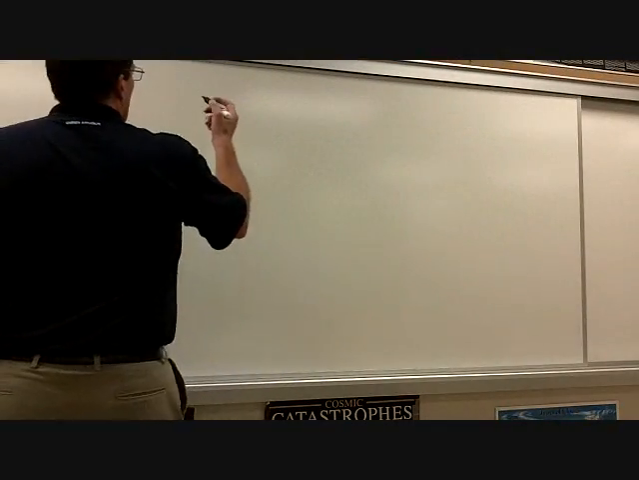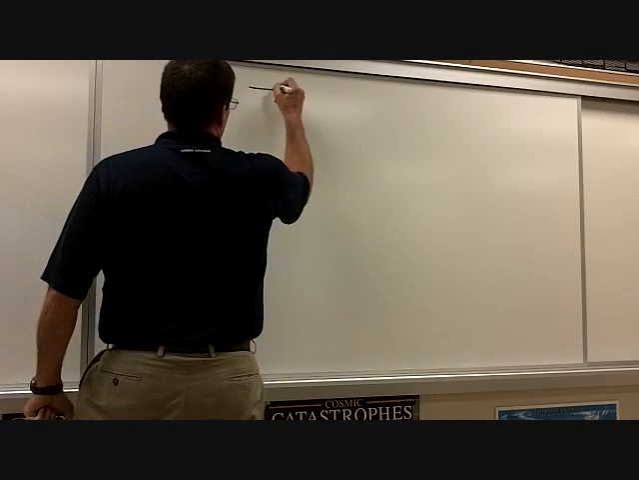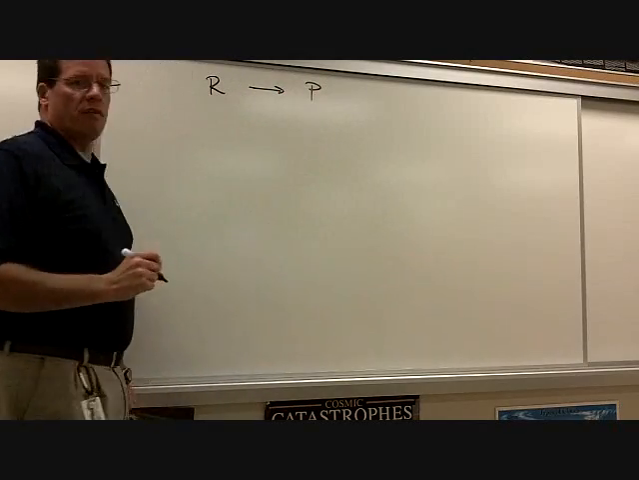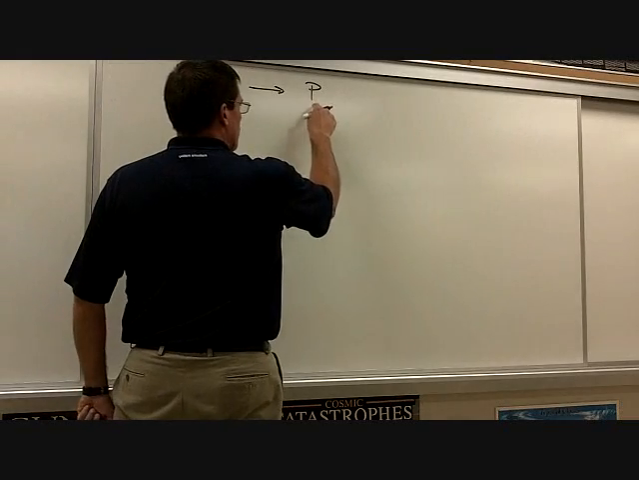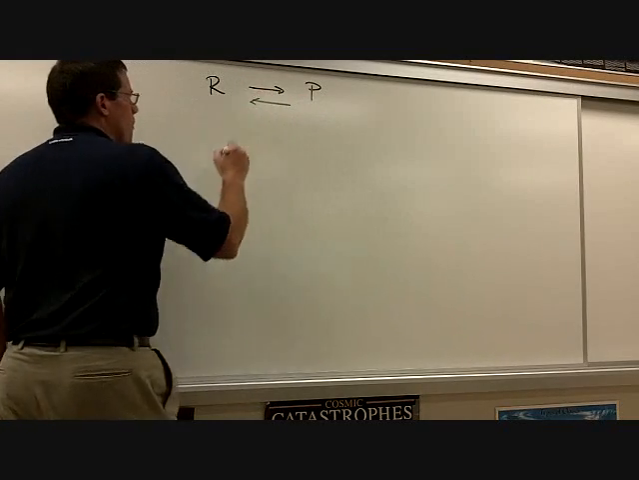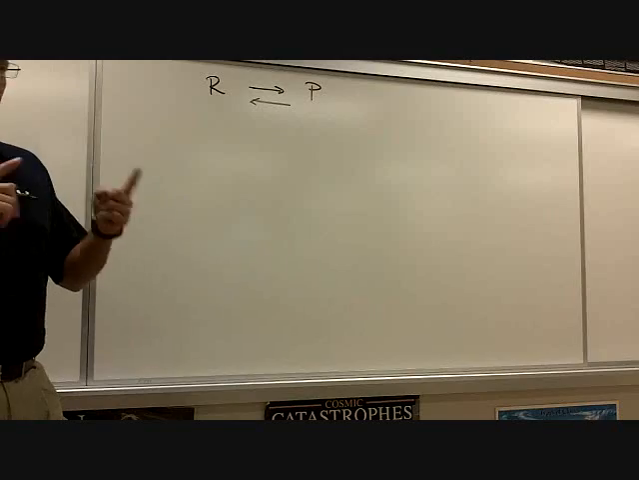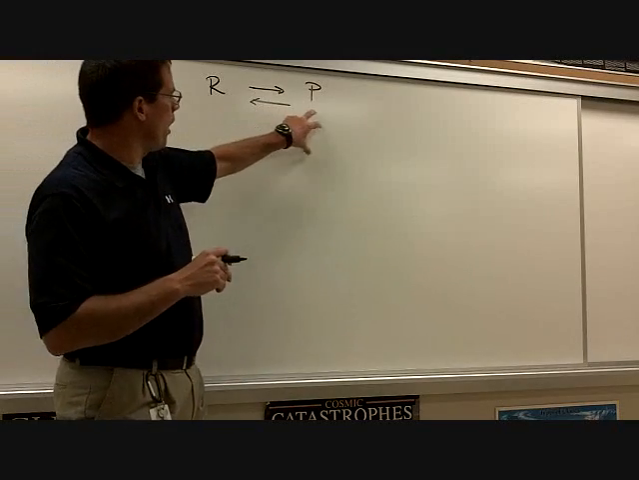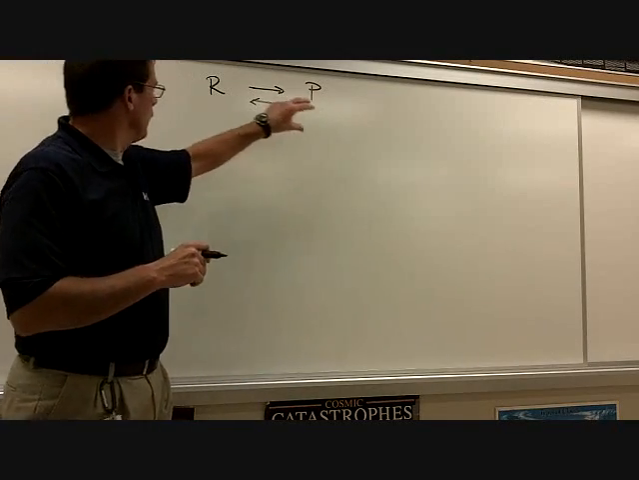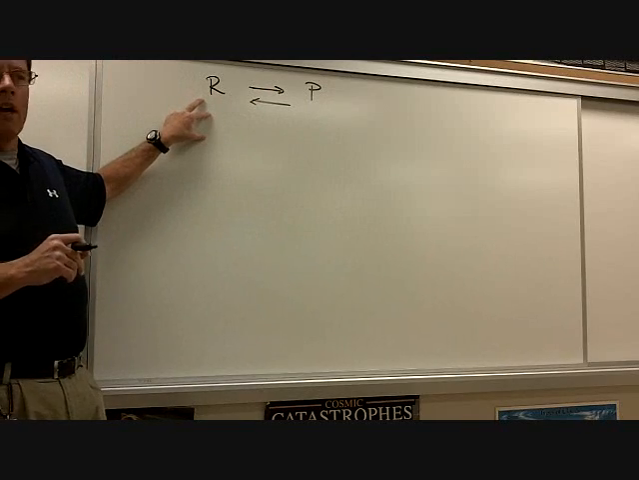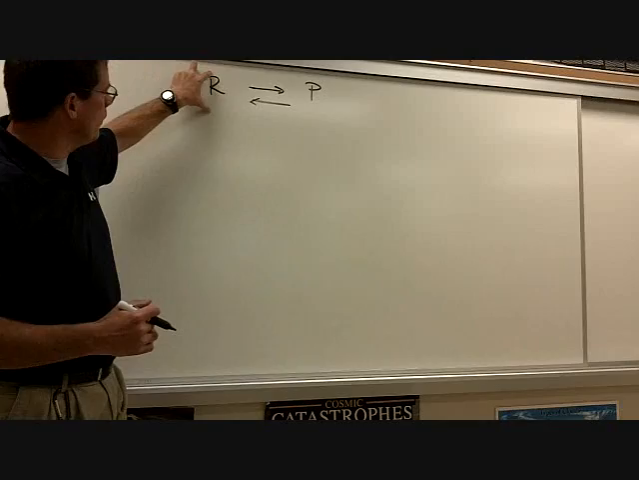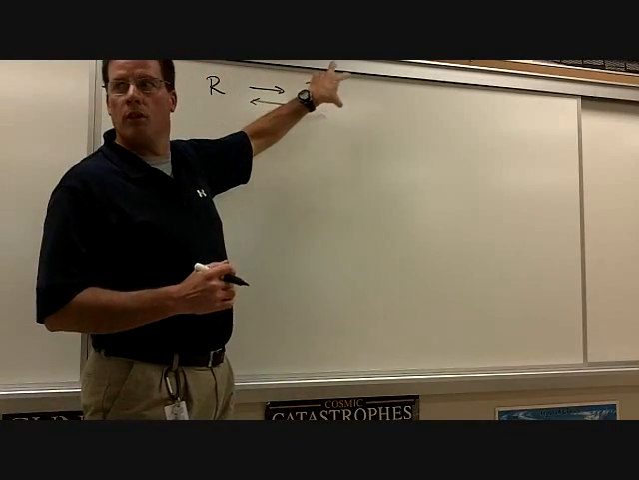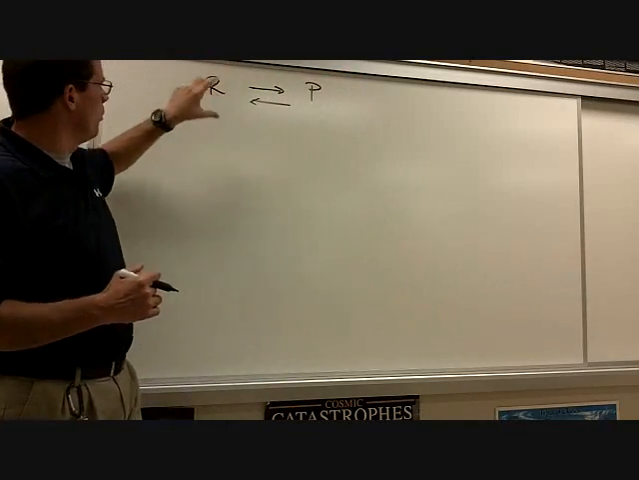When we talk about equilibrium reactions, we start off with reactants and we produce products, but what's different from all the other chemical reactions is that once we start to make some products, they immediately start making reactants. So it's a reversible reaction. Reactants make products, and as soon as we've got some products, it's going to start forming some reactants. Equilibrium is when the rate of the reactants producing the products is equal to the rate of the products producing the reactants.